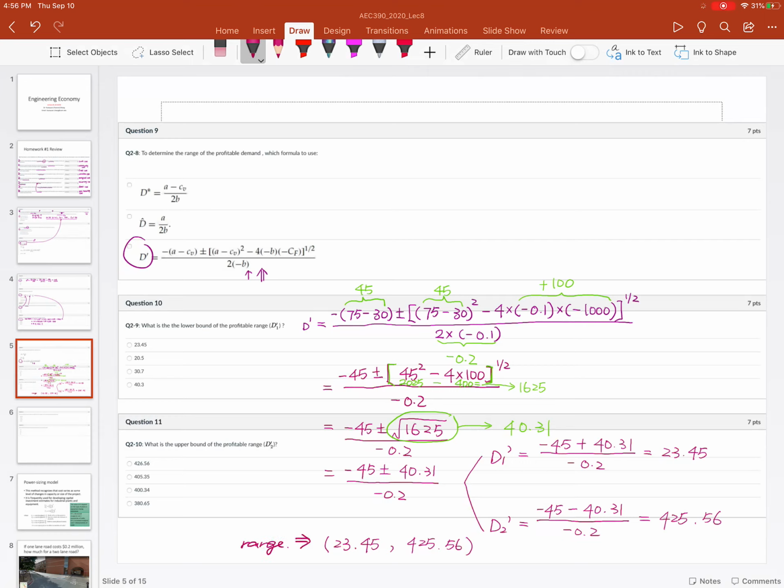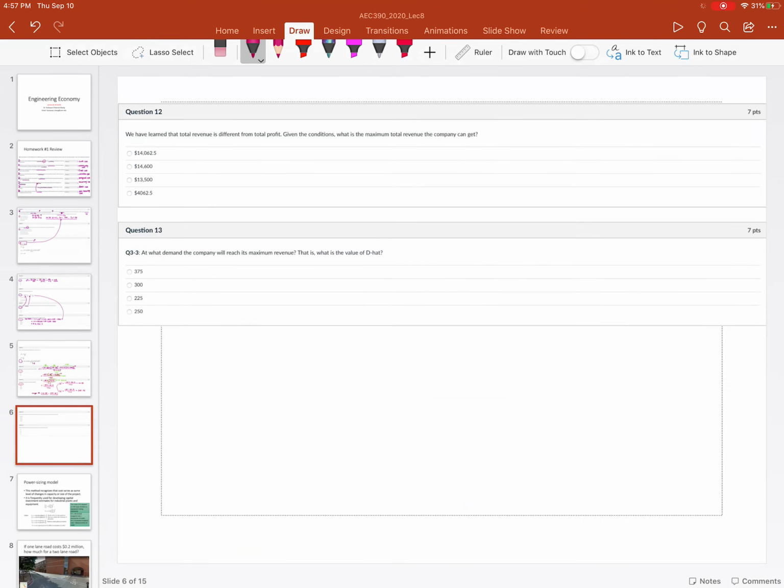So now we can answer question number 9. What is the lower bound of the profitable range? So this is the lower bound, 23.45 is the answer. And question number 10, what is the upper bound of the profitable range? That's going to be 425.65. So this is your answer.